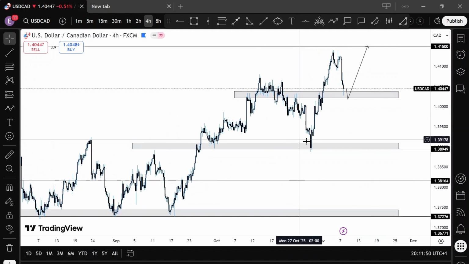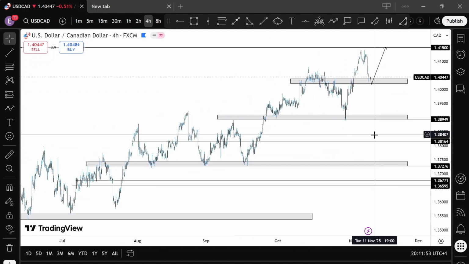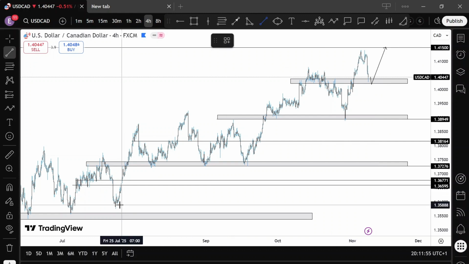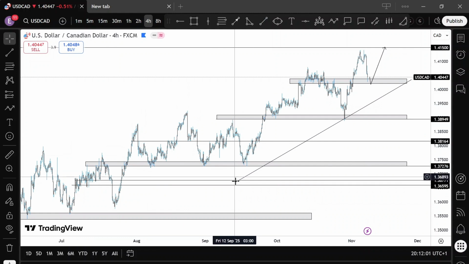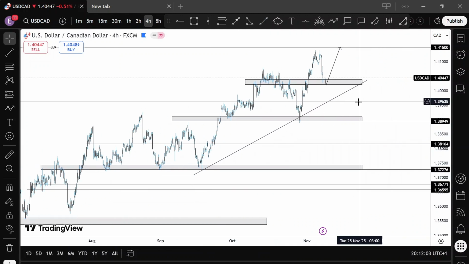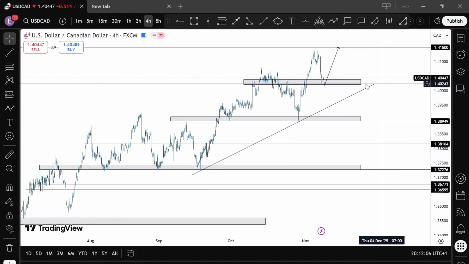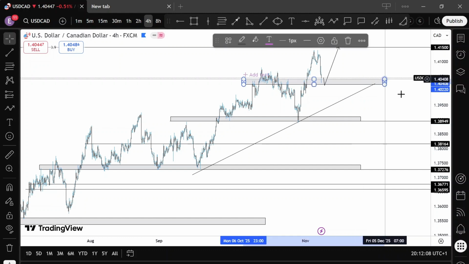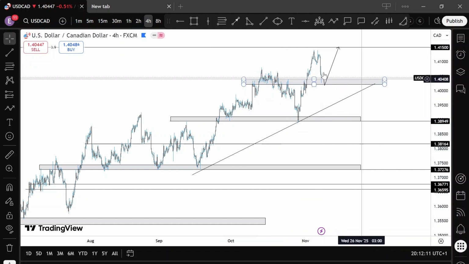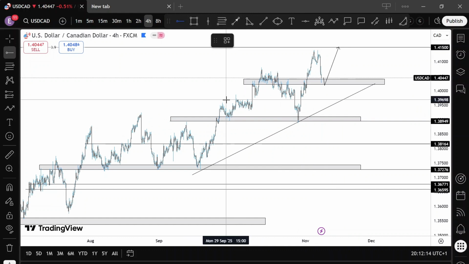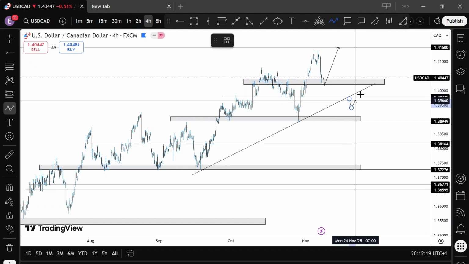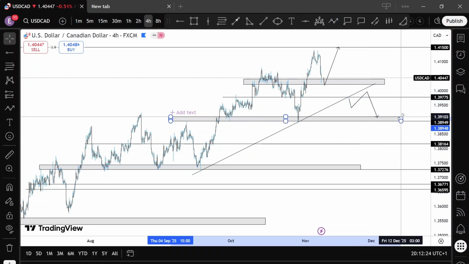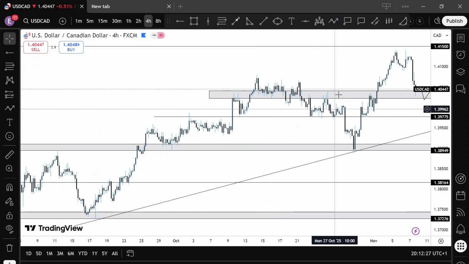I'm not quite interested in any sell opportunity right here on USDCAD, except maybe if we could break below the upward trend line, and yes, there is a support region here, so maybe something of that nature below these regions, then maybe we could consider sales. That's that for USDCAD.